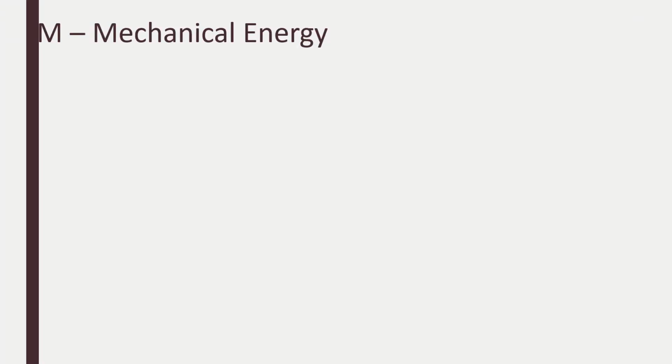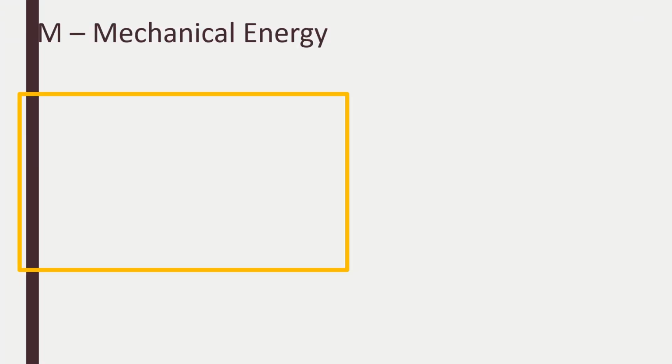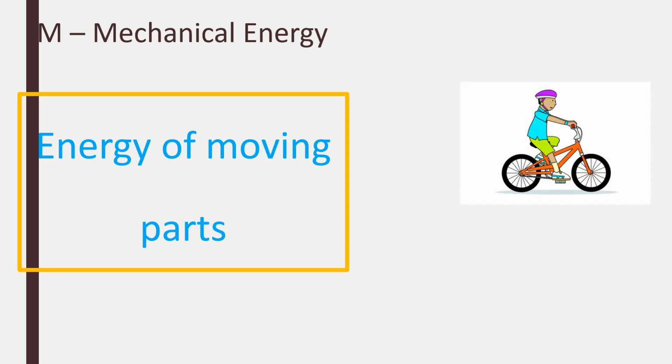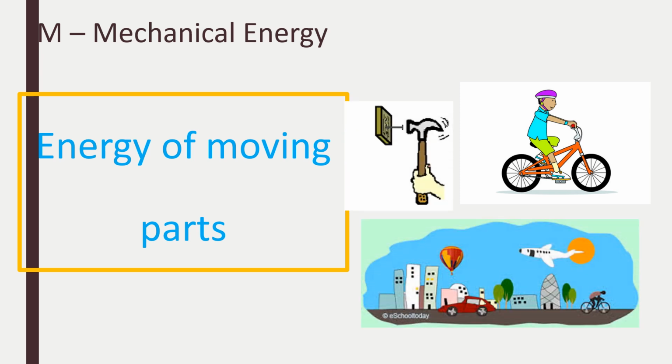M is for mechanical energy. Mechanical energy is energy from moving parts. The way I remember is mechanical energy starts with the letter M and movement starts with the letter M. That's why mechanical energy equals movement. There are many different examples of mechanical energy.